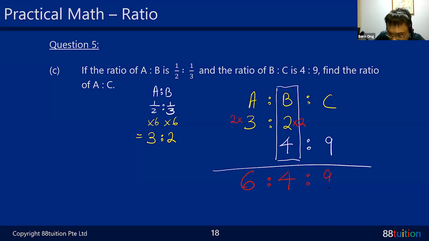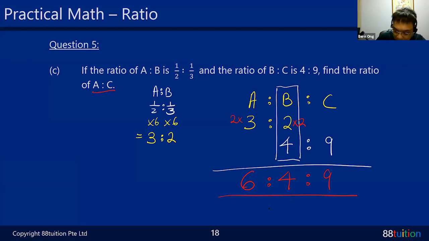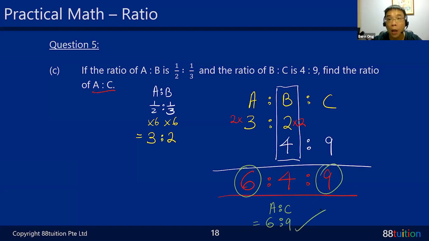9 is here. So the question is looking for A is to C, right? No problem, I already got my answer. So A is to C is given as 6 is to 9. Answer! Got it. Thank you, Charmaine. You reminded me: must reduce to the simplest form. Divide by 3, divide by 3. So the answer will be 2 is to 3.